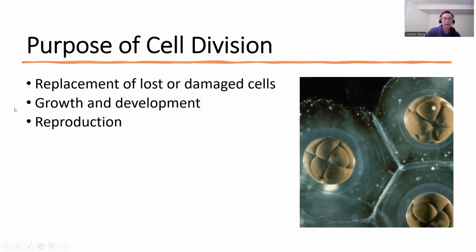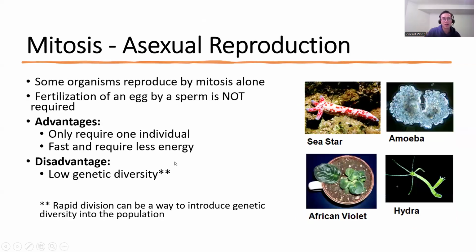Reproduction, okay? We do sexual reproduction, so we do not rely on cell division to reproduce. But some organisms are asexual. They reproduce asexually. And what that means is they do not require fertilization of an egg by a sperm, and they just do the division to make more copies of themselves.